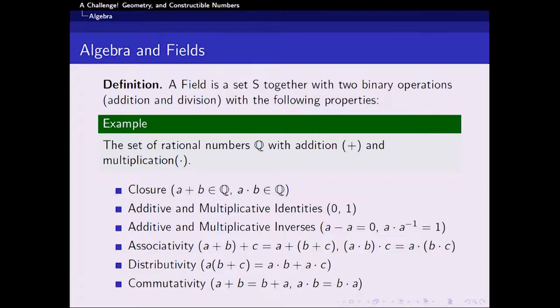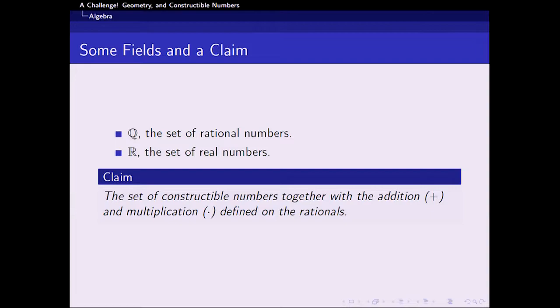Right, so those two. We would have to show these three properties to fully prove that the constructible numbers are a field. But for now, we're not going to prove that. We're just going to get right into what is going to help us.